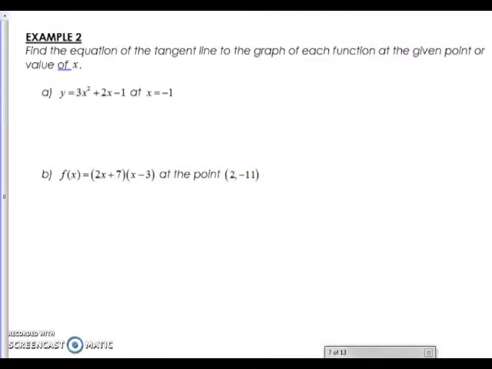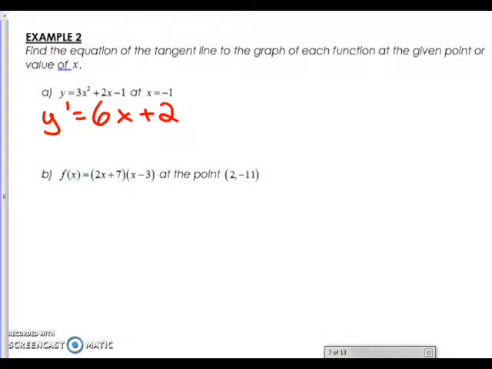Alright, let's take a look at example 2. You can read. So example 2 says find the equation of the tangent line to the graph of each function at the given point or value of x. Okay? There she goes. So we have a polynomial here. And with this polynomial, we also have an x value, so that's how this one's a little bit different. Okay. First, we're going to find the derivative. So to find the derivative, I just go ahead and use my power rule. So I multiply 2 times 3 is 6x plus 2. That's an easy derivative. That's way easier than what we did last class.